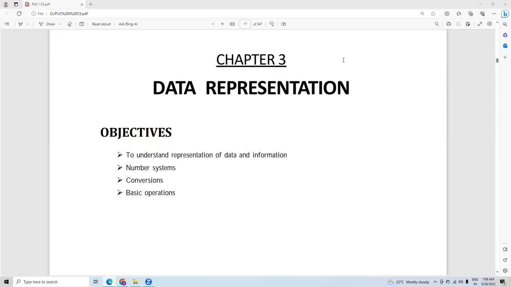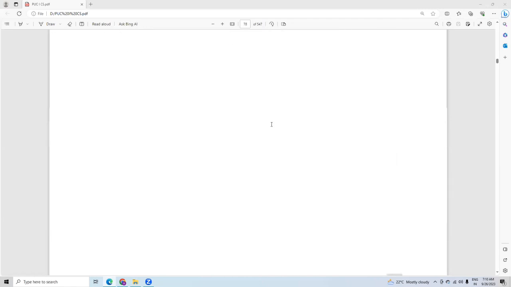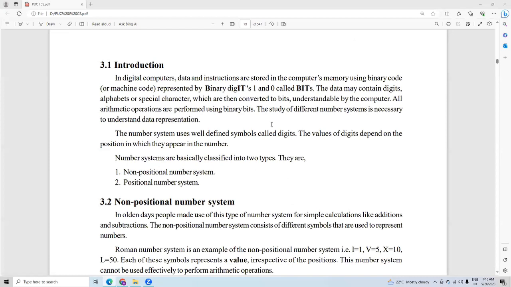So today we are moving with chapter 3, data representation. In this chapter, we are going to learn the representation of data and information, number systems, conversions, basic operations. About all these things we are going to study one by one. The first one is introduction.